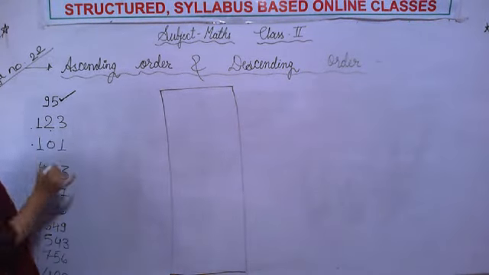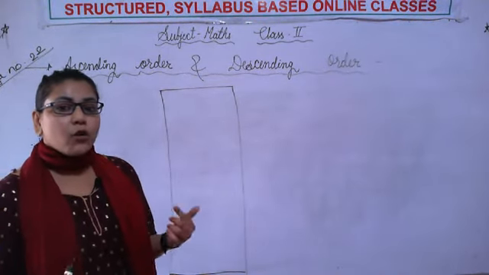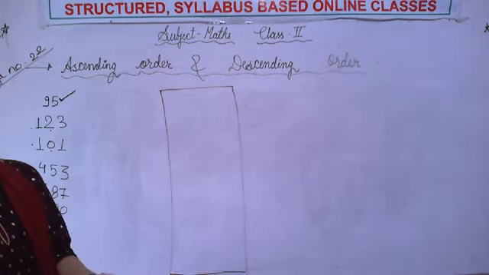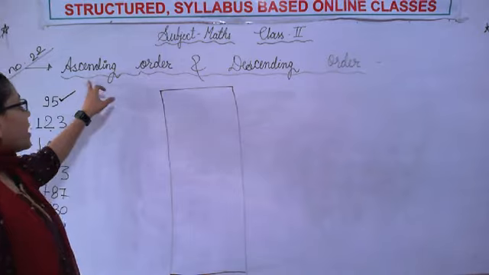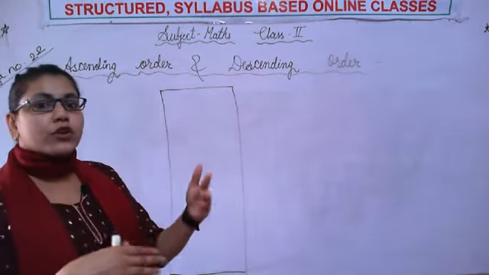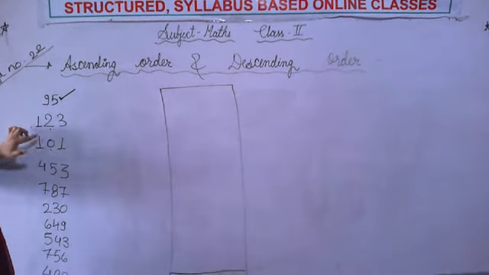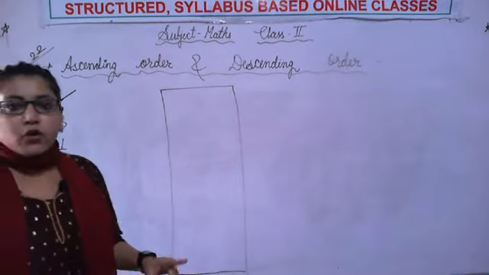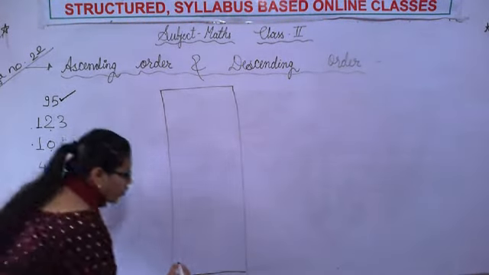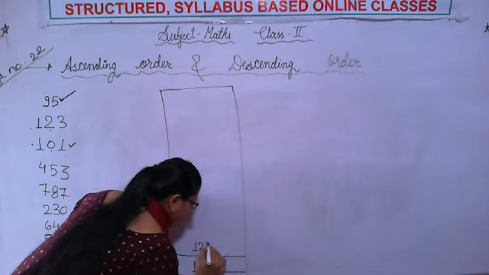So here at the tens place 2 is given and here at the tens place 0 is given. So which one is smaller, 2 or 0? Yes, 0. And what are we looking for? We are looking for a smaller number because we have to arrange them in ascending order. And in ascending order what do we do? We put the smallest value to the biggest value. So we are finding the smaller number. So 0 or 2, which number is smaller? 0. So this 101 is smaller than 123. So we will write 101 first, then 123.